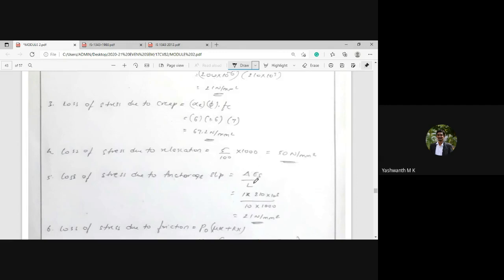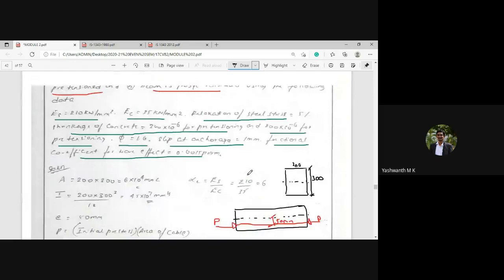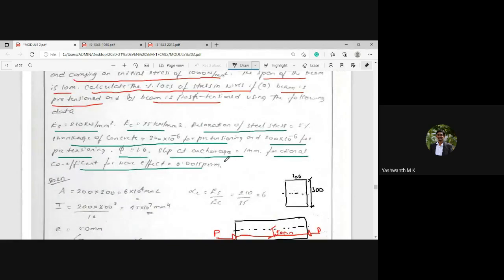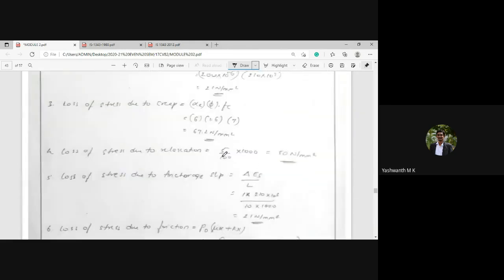Delta ES by L. So what is the delta? Slip in anchorage. Now please observe, nowhere have they mentioned it. They have been anchored at both ends or something. Since they have not been mentioned, I am going to consider the anchorage as done at one end. Therefore it is delta ES by L.